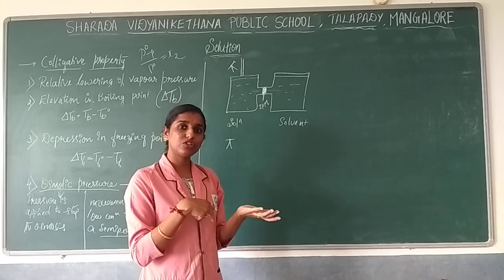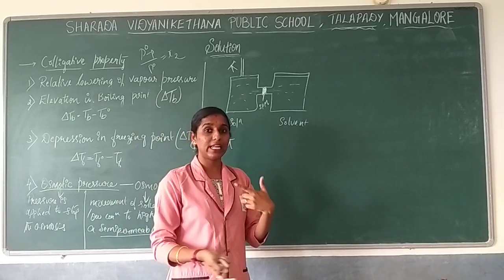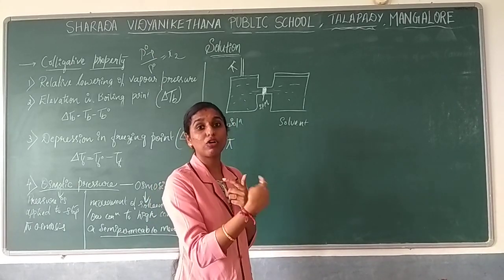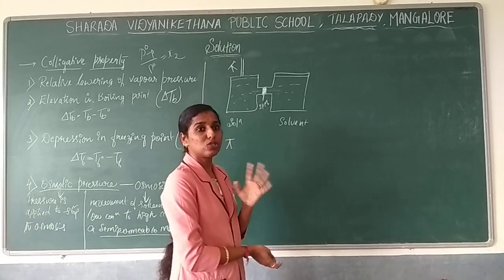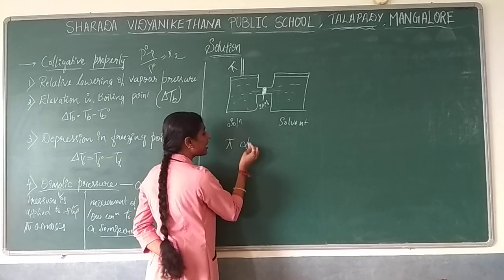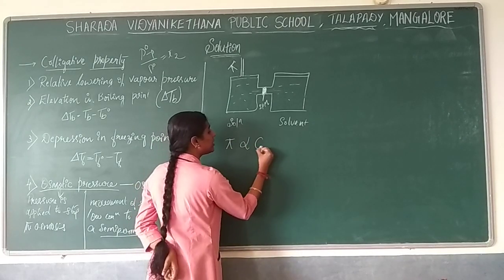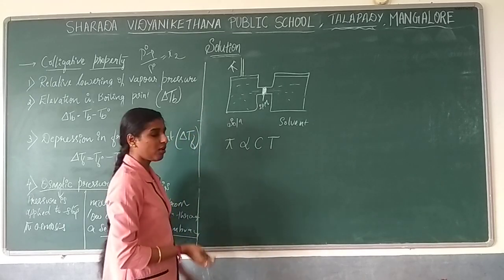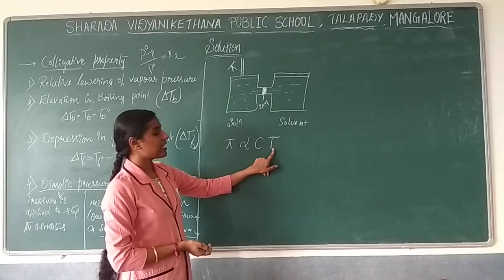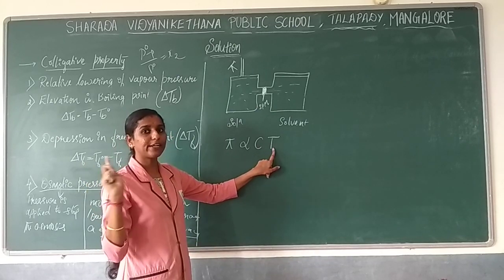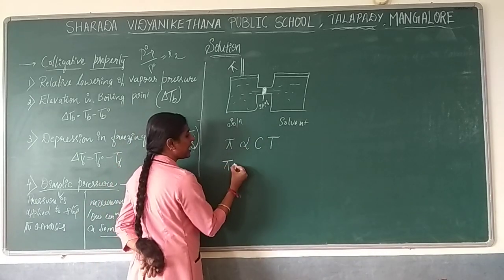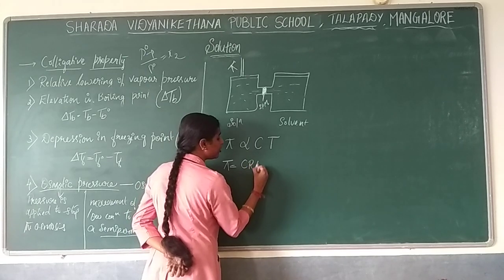Concentration term in the sense, instead of using molality which goes with the mass, we can go with molarity which goes with the volume, or with the concentration. So better we use molarity. We can write osmotic pressure is directly proportional to the concentration at constant temperature. So this we can also write as pi is equal to C into RT.